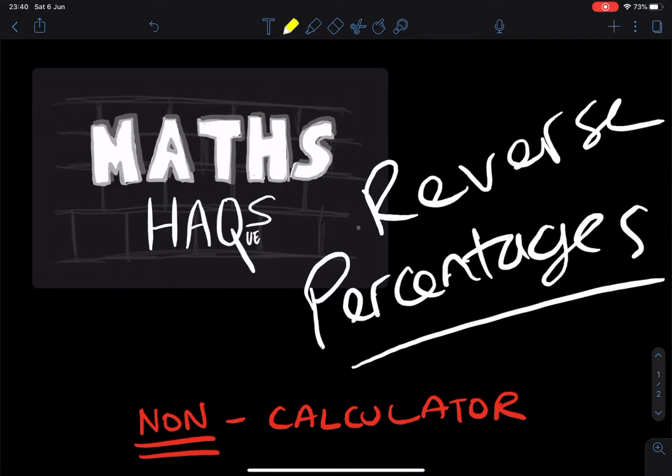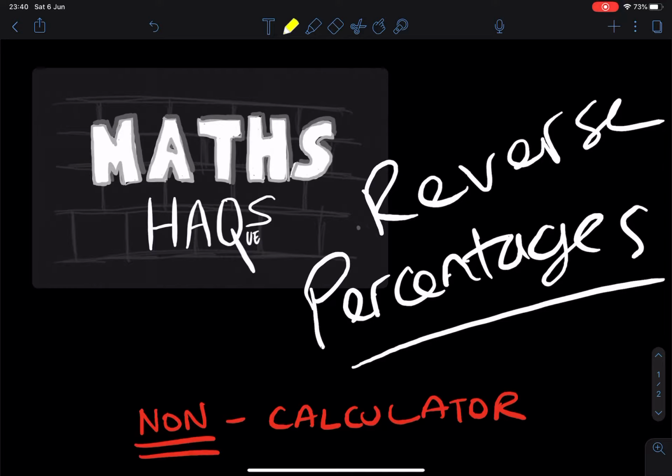Now I'm going to break this topic down into two different videos, one for non-calculator style questions and one for slightly harder calculator questions. So I'll do that on the next video. So this one is the non-calculator method.